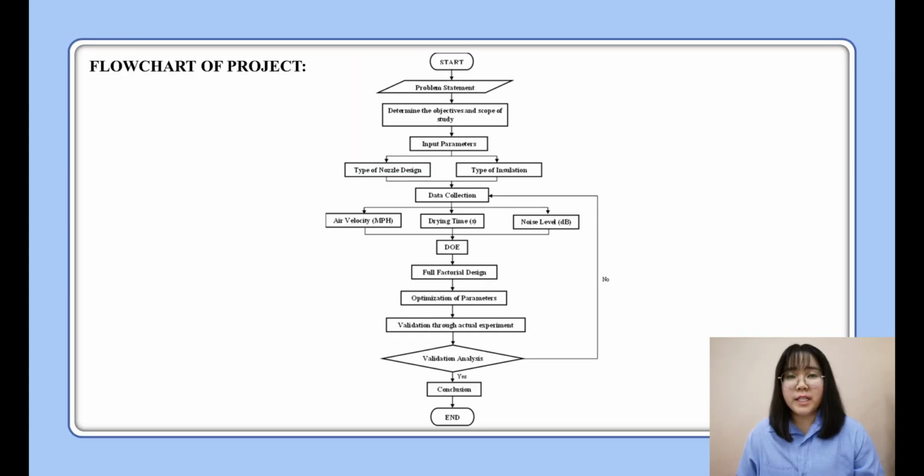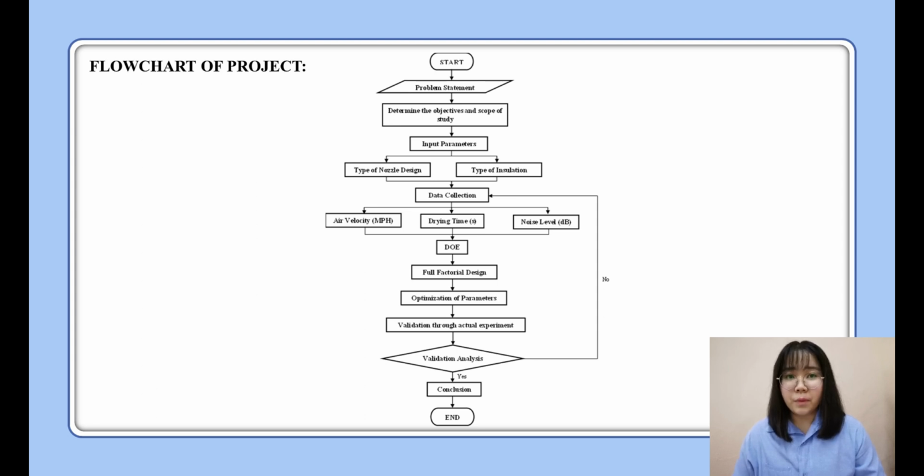The flow of the project starts with the problem statement and then determining the objective and scope of study. The input parameters, also known as the factors, include the type of nozzle design and the type of insulation, while the data collection focuses on collecting the output responses, which are the air velocity, drying time, and the noise level.